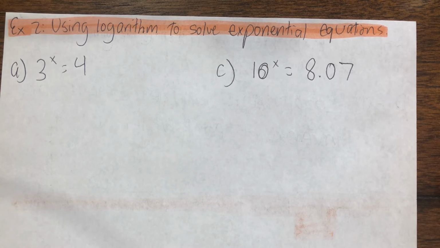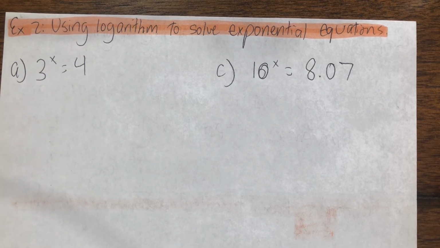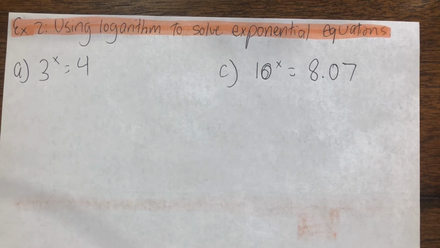Starting with a. So a, I have 3 to the x power equals 4. Now, what I can do is use log to try to solve for my x. Remember, when solving for a variable, you always want to do the opposite of the original operation. And since x is being raised as an exponent, I'm going to use log since it's the opposite. But I'm not going to use any ordinary log. I'm going to use the common log where my base is 10.